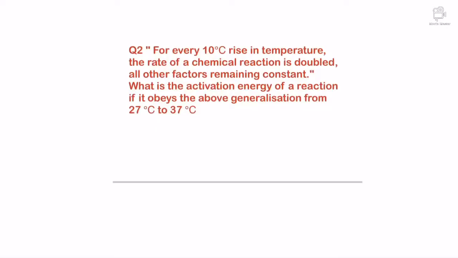Now the second question was just a practice and it was exactly like the first one, wherein what you've been given is simply a statement that for every 10 degrees Celsius rise in temperature, the rate of a chemical reaction is doubled. This is what we had said. So we are going to show it mathematically as well, and we are taking a difference in temperature as 10 degrees Celsius. But again, remember that in the formula, the temperatures are in Kelvin.